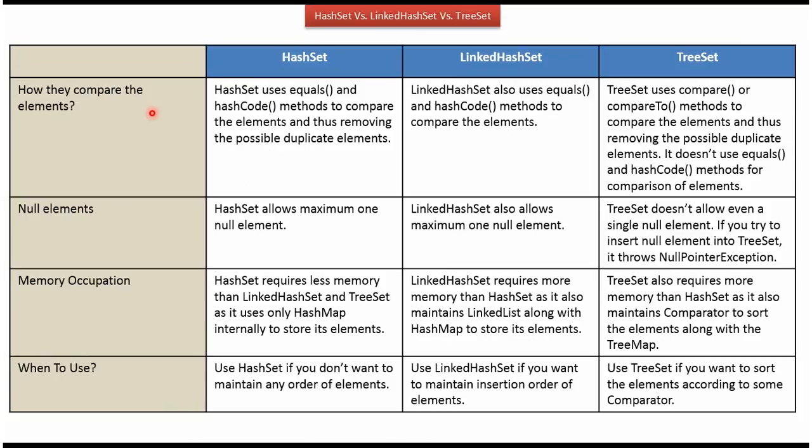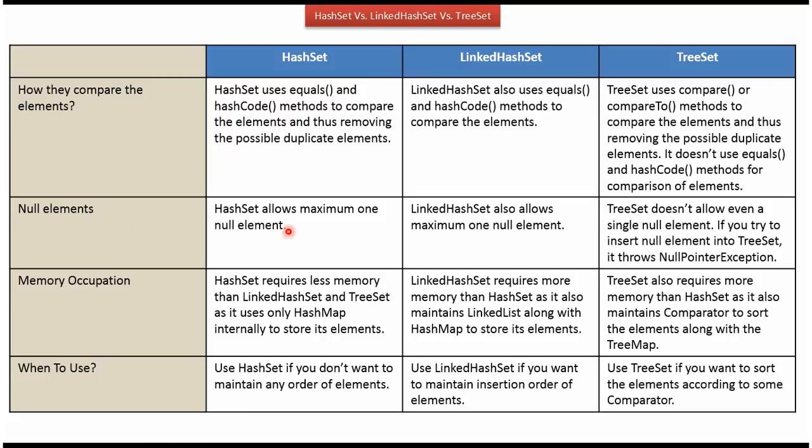How they compare the elements. To remove the duplicate elements, HashSet uses equals and hashCode methods to compare the elements. LinkedHashSet also uses equals and hashCode methods to compare the elements. To remove duplicate elements, TreeSet uses compare or compareTo methods to compare the elements. It won't use equals or hashCode methods to compare the elements.